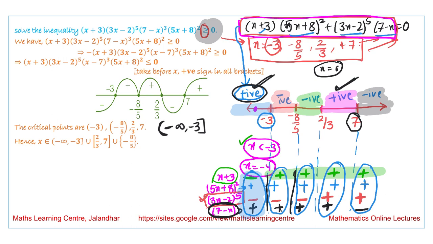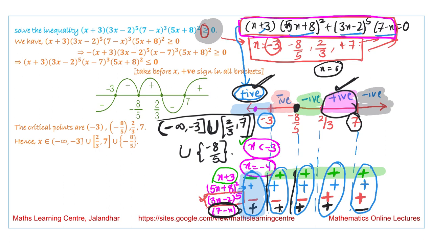Next, we will have this portion we are talking about, it is union closed interval 2 by 3 to 7. After this we are saying union, this point is also included, it is minus 8 by 5. So, we are saying this is the solution set in this case. So, this is one of the methods to solve this.